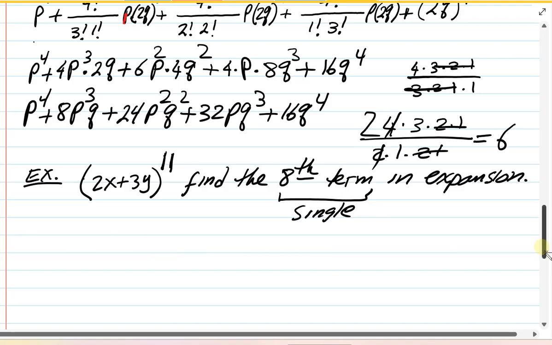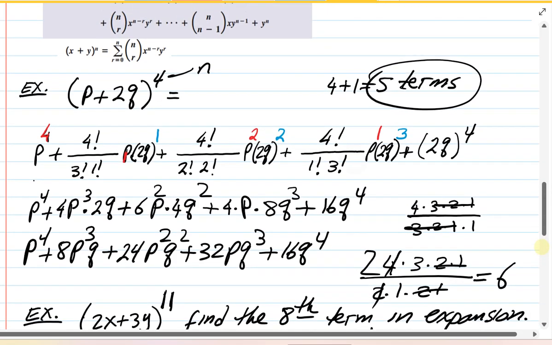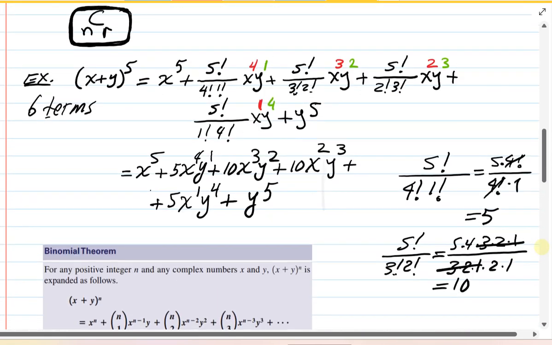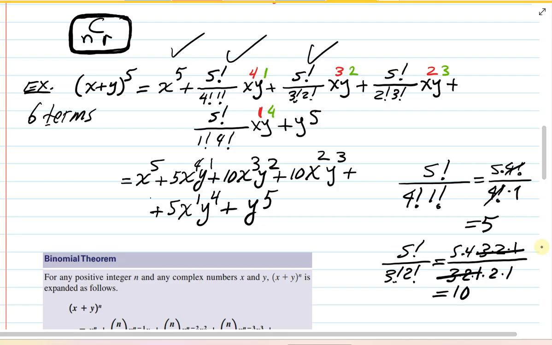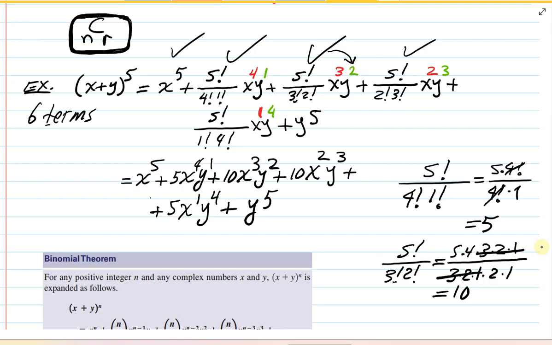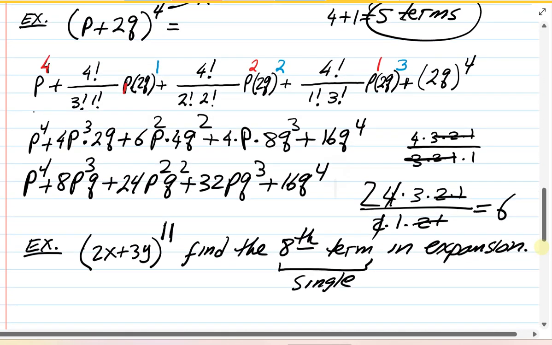What about just a single term? For the single term, I'm going to use again the pattern that I mentioned. Remember I said first, second, third. For the third term, the exponent on y is 2. On the fourth term, the exponent is 3. So the exponent on the second variable, namely y, in x plus y to the n, is going to be 1 less than the term number.